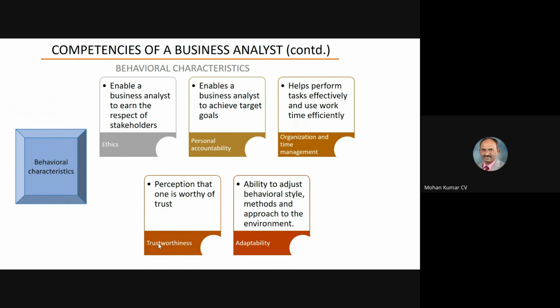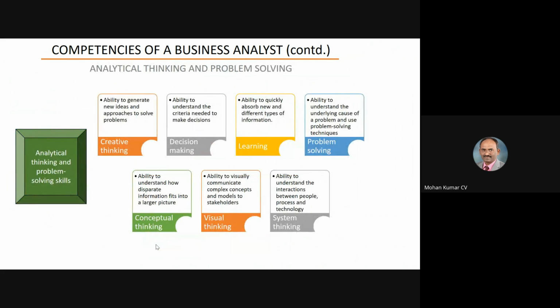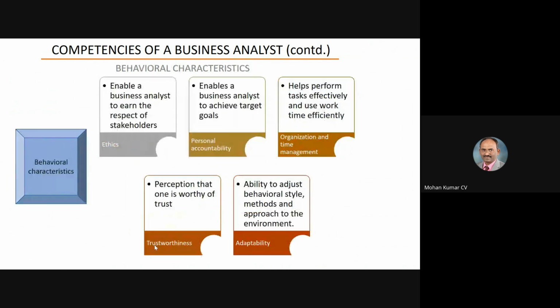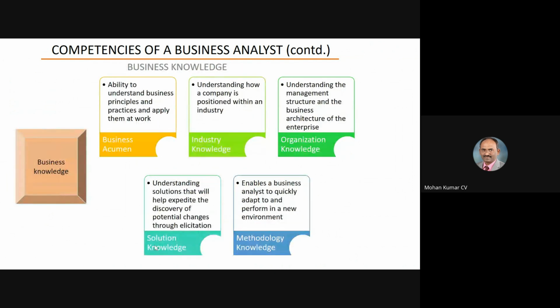So there are 5 behavioral characteristics. I'll ask you only, Fola. Can you tell these 5 characteristics? You have the ethics, the personal accountability, organization and time management, trustworthiness, and adaptability. That's right. So we have come across two categories: analytical thinking and problem solving. Next is behavioral characteristics. We'll go to the third one, business knowledge.